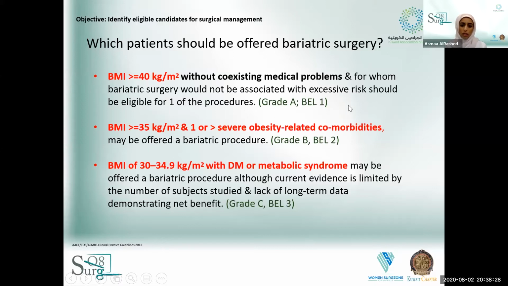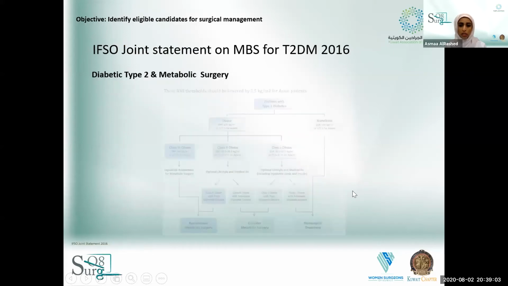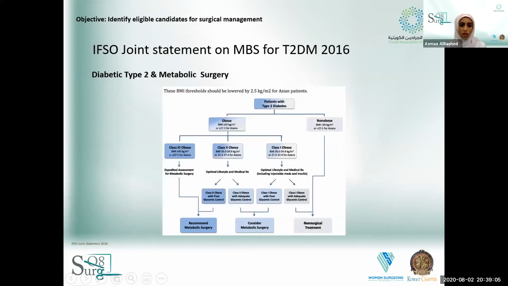There is evidence that you can go and have bariatric surgery or metabolic surgery. Now, if your BMI is equal to or above 35 and you have one or more severe obesity-related comorbidities, you can go ahead and have the surgery. Like, the surgery can be offered. If your BMI is between 30 and 34.9 with diabetes or metabolic syndrome, you can also go for bariatric surgery. Now, this is the most recent part that is being changed as we're advancing. So this is 2013.